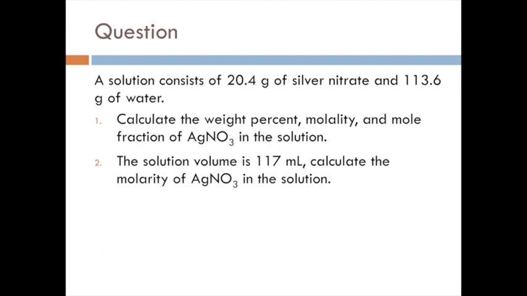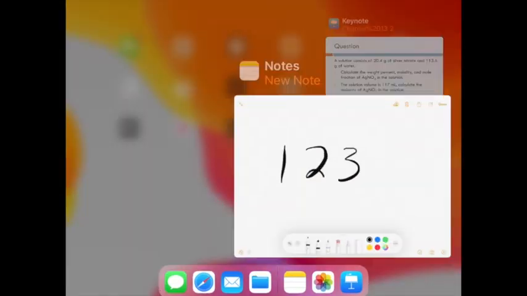Okay, now we're going to use these equations in this example here. So it says a solution consists of 20.4 grams of silver nitrate and 113.6 grams of water. First, we're going to calculate the mass percent, or the weight percent, the molality, and the mole fraction of silver nitrate in the solution. You always want to establish first what is your solute, what is your solvent, before you begin the problem. So here we have silver nitrate and water, and so we're going to dissolve that silver nitrate into the water. So silver nitrate is our solute, water is our solvent.